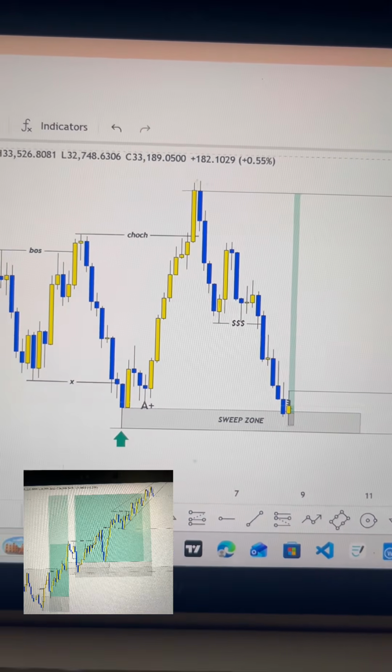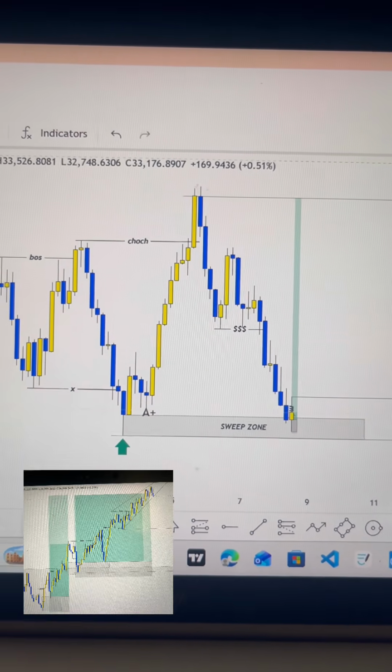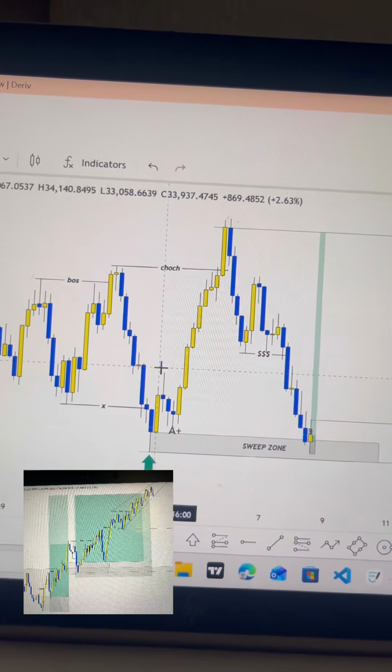Before I analyze any trade, the first thing I have to look at is my two recent swing lows and my two recent swing highs. That is to show that we are in a trend continuation. In this case, look at what this market is doing.